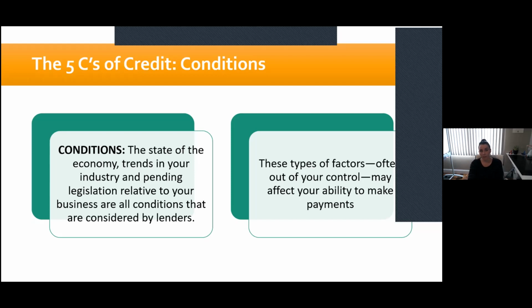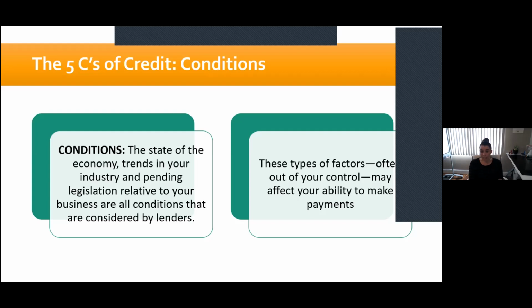Another C of credit is the conditions, and these are sometimes not anything that you can control at all. So the state of the economy, which you have no control over, trends in your particular industry, any kind of pending legislation that might impact your business, are all things that lenders are going to look at.